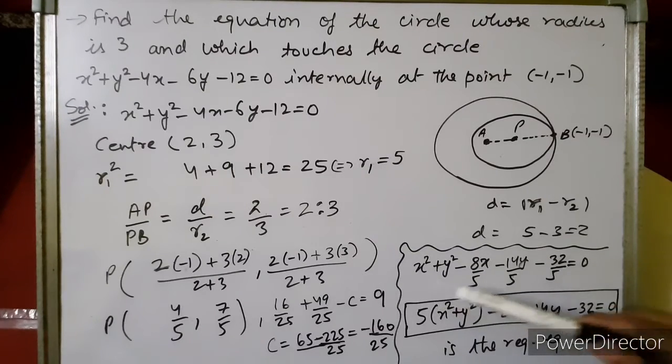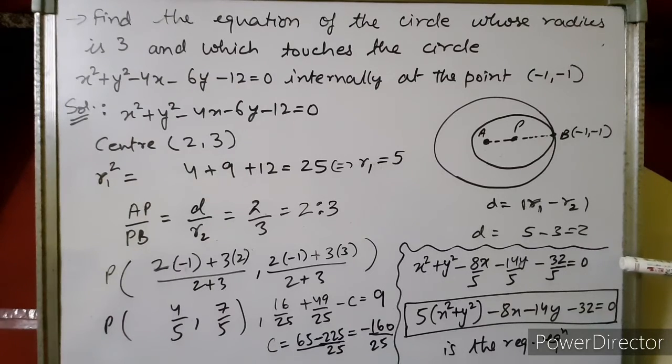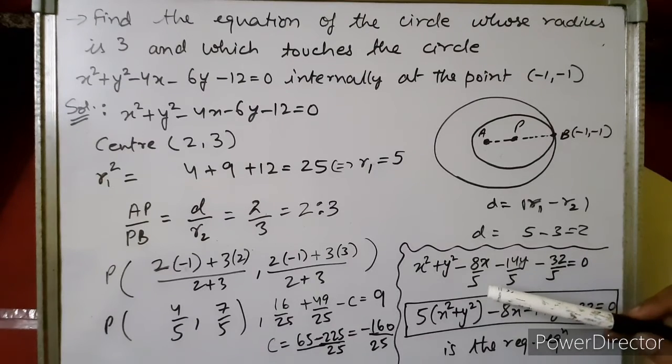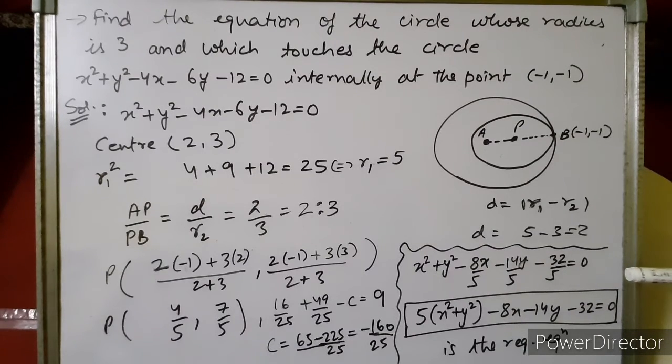We know that the general equation of the circle is x square plus y square plus 2gx plus 2fy plus c equals 0. So when we substitute the value of g as minus 4 by 5 and f as minus 7 by 5, we'll get the equation as x square plus y square minus 8x upon 5 minus 14y by 5 minus 32 by 5 equals 0. On taking 5 as the LCM and cross multiplying, we'll get the answer as 5 bracket x square plus y square minus 8x minus 14y minus 32 equals 0. Alright children, note down please.